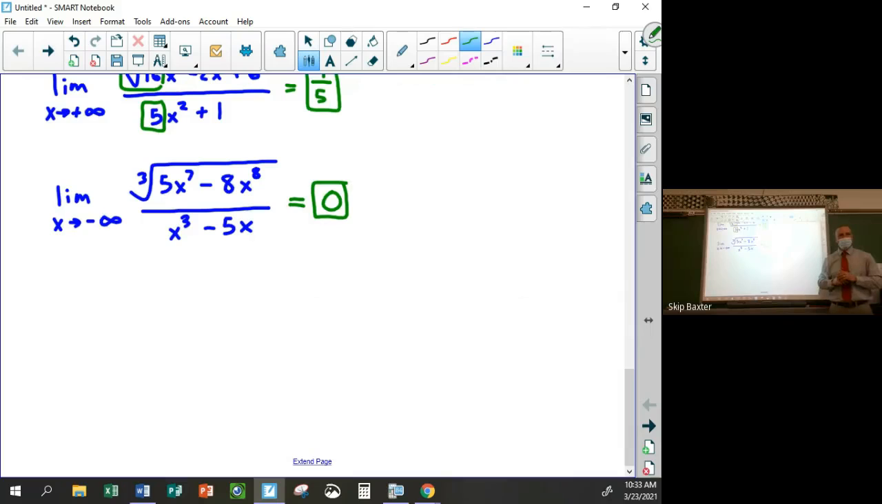Does everybody understand? So there's only really 3 possible answers. If the bottom is bigger, the answer is 0. If the top is bigger, the answer is does not exist. And if the orders are equal, then it's the fraction of leading coefficients. That's what you look at. So these problems are actually really quick. Looks like there's a lot, but it's not that much. And that's all there is to it. Okay?